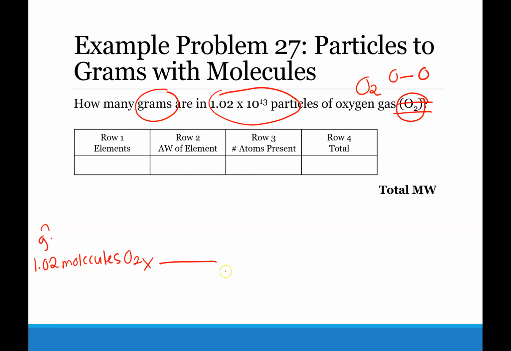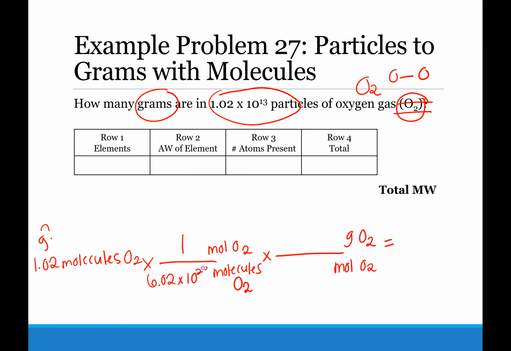So molecules of O2 gas, with moles of O2 as an intermediate, and then finally to grams of O2. So in 1 mole, there's always 6.02 times 10 to the 23rd atoms, molecules, particles.